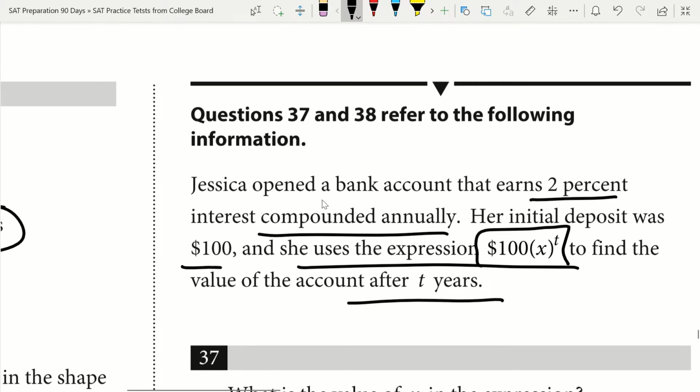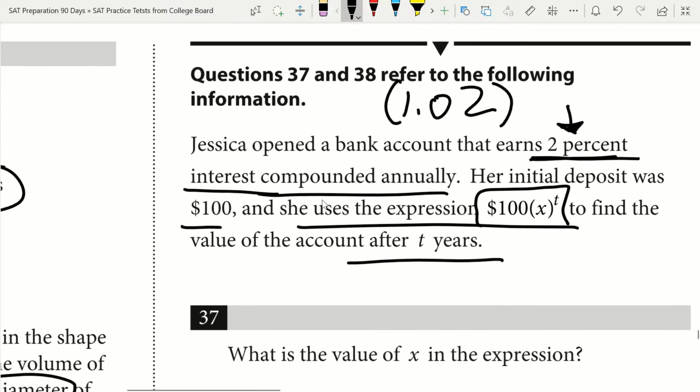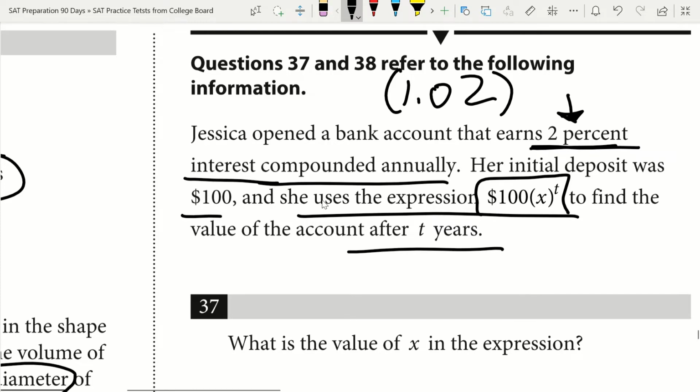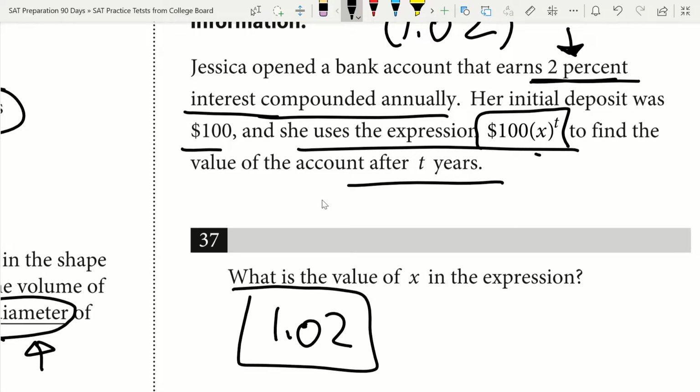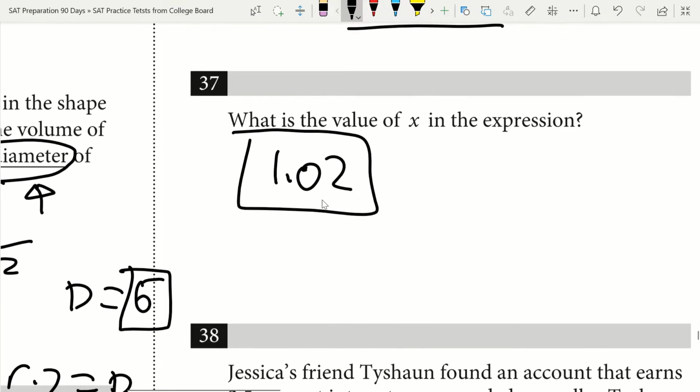Well, the value of x is going to be that 2% interest plus her initial, it's the 2% interest plus 1, right? So she's gaining 2% on whatever amount she had in, which means we have to multiply that by 1.02, right? It's 2% in addition to what was already in there. So it's going to be 1.02 because it's what she has in there, it's staying in there. So 1.02 is going to be our answer for 37. Okay, so if we have 2% interest, it means that we are multiplying for this x by 1.02 because that's that 2%. So 37 answers 1.02.